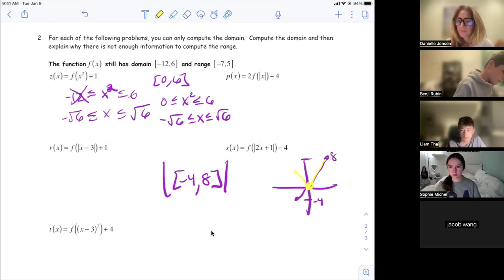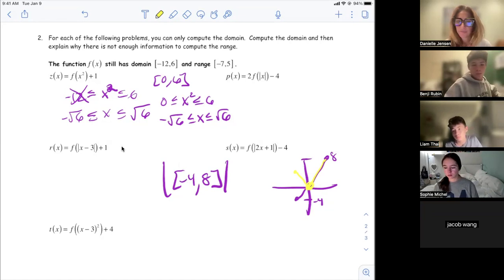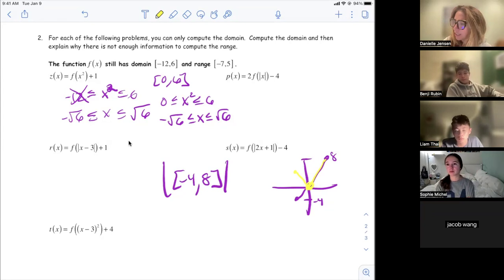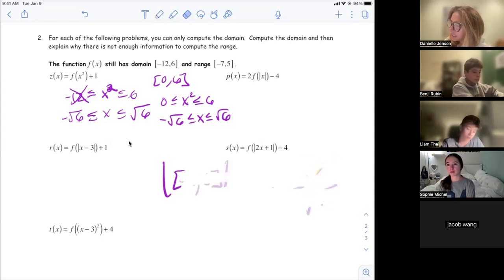Wait, all right, real quick. Yeah, can we go over S of X real quickly? Yeah, of course. All right, let me just erase this.